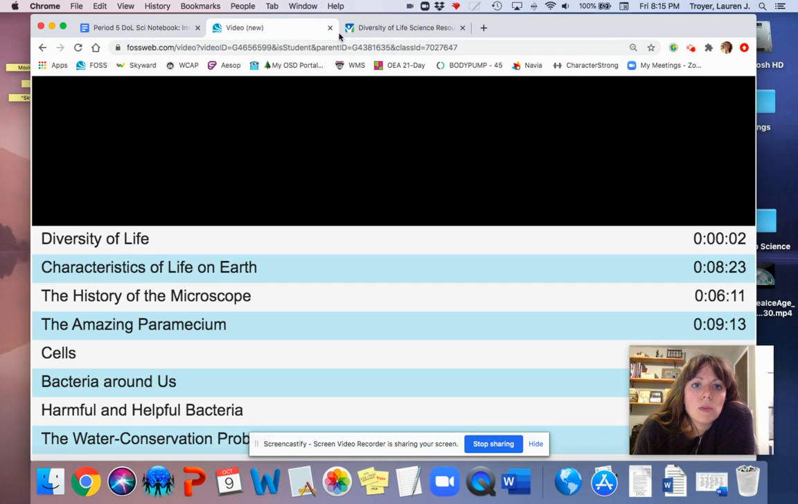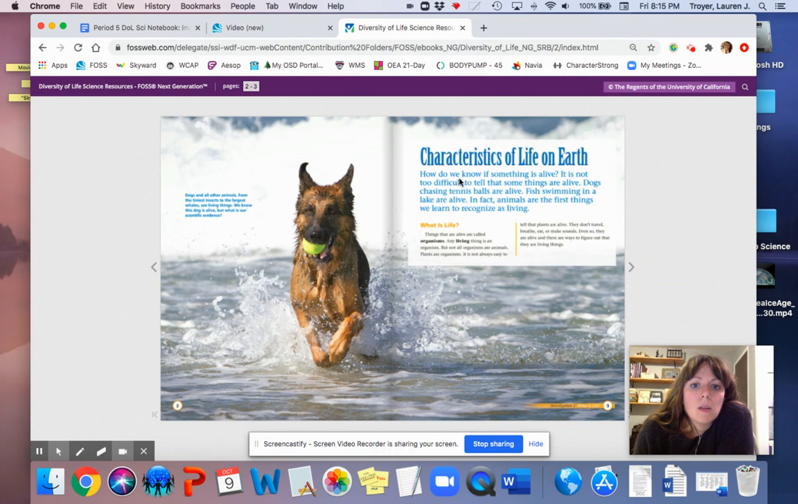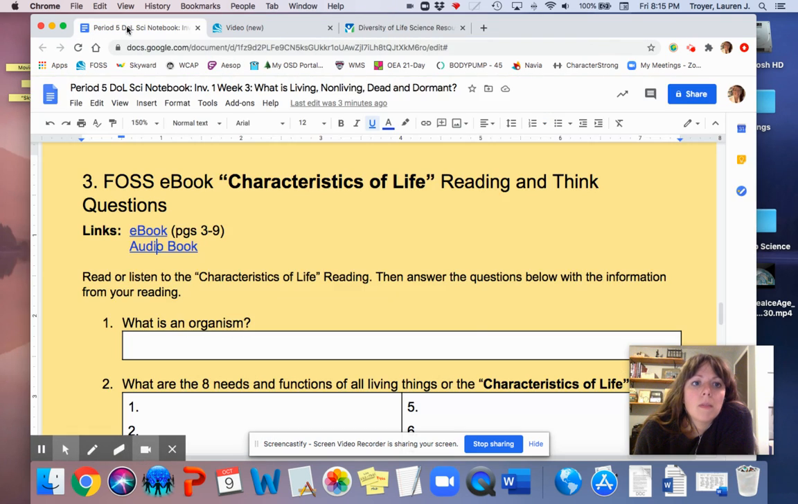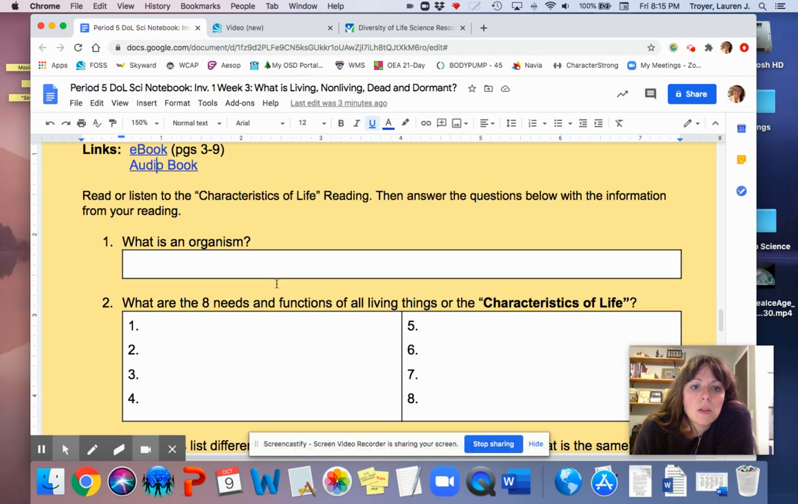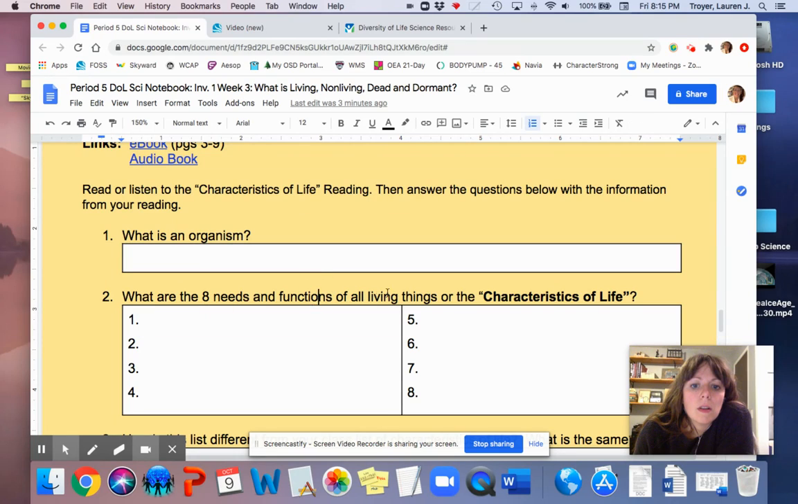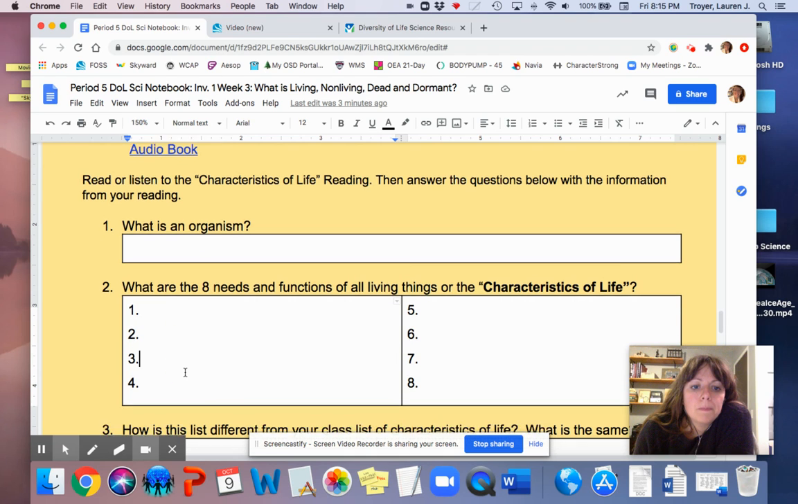So you have to have two tabs open so that you can hit play and have it start reading to you, and then go back to the article and read along. So you're answering these questions. What's an organism? What are the eight needs and functions of all living things, or the characteristics of life? That's in the article.